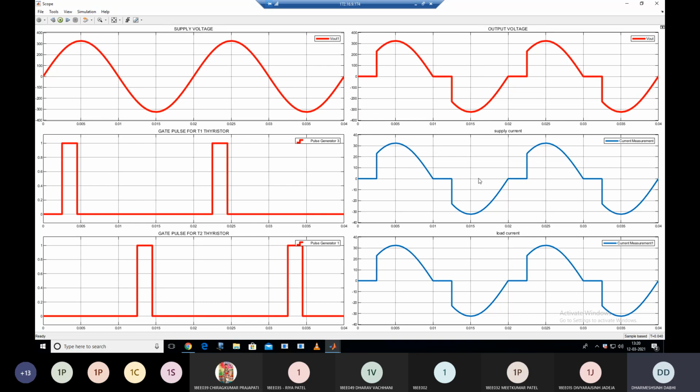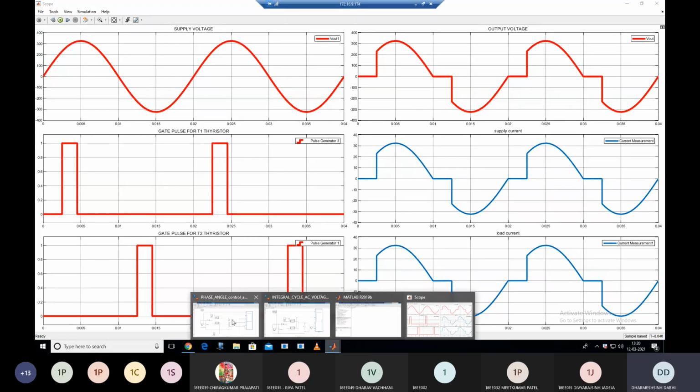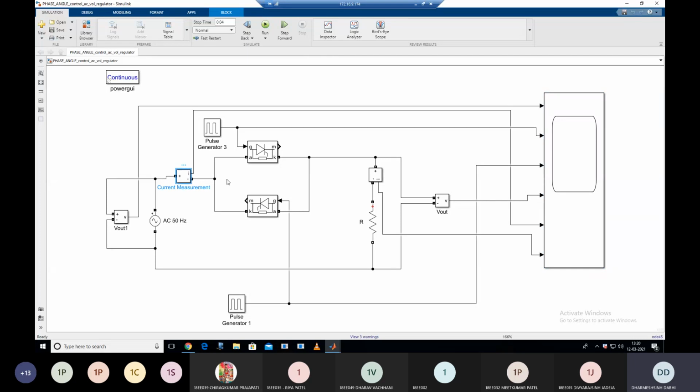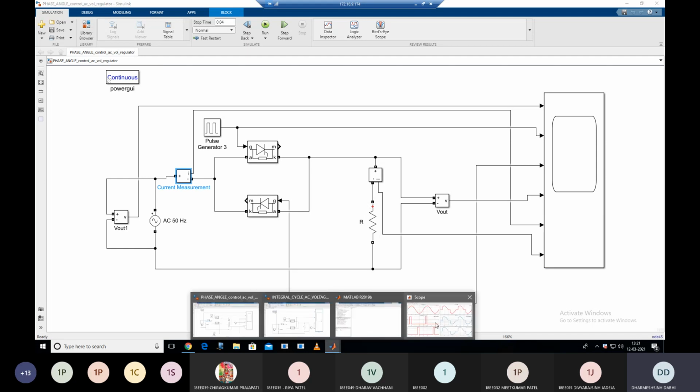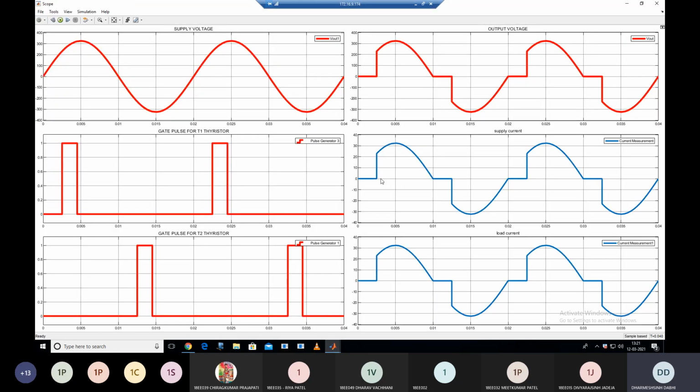And the fifth parameter is the supply current, and the sixth one is the load current. You can see that the supply current and load current are both the same. As you can see in the simulation, current flows from the supply only if one of the switches is in on condition. As you know, between 0 and 45, both switches are in off condition, so the current flowing from supply to load is 0. In the simulation, between 0 and 45 degree, your supply current is 0 and the load current is also 0, because supply current is not flowing. Both are the same here.